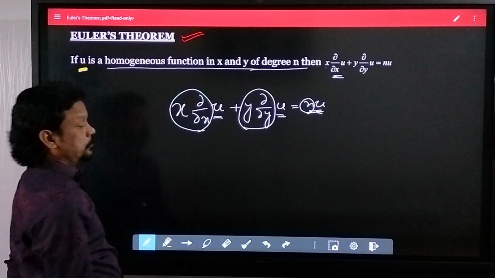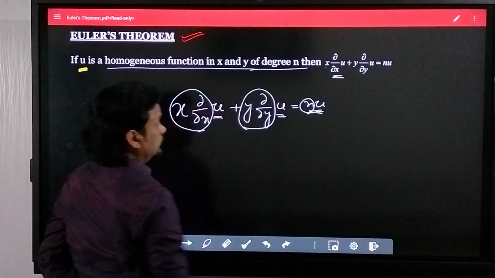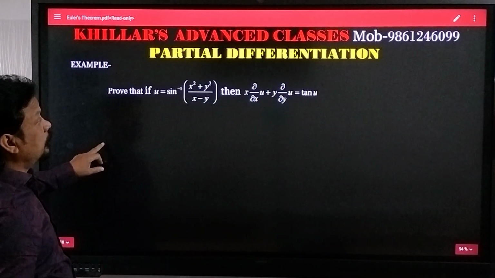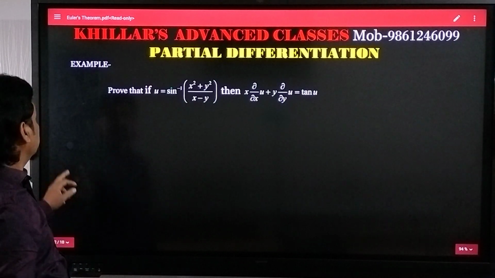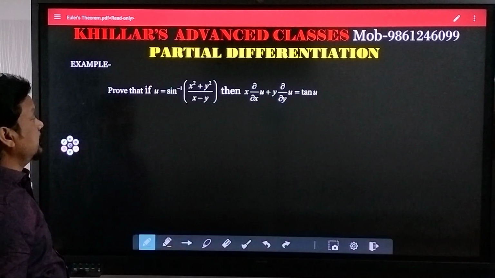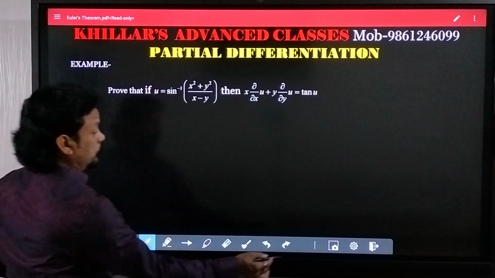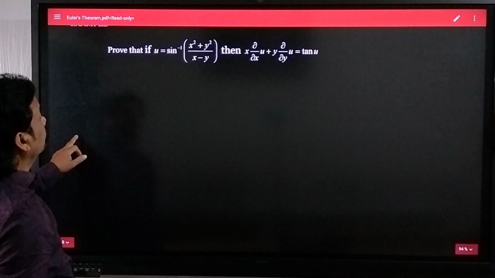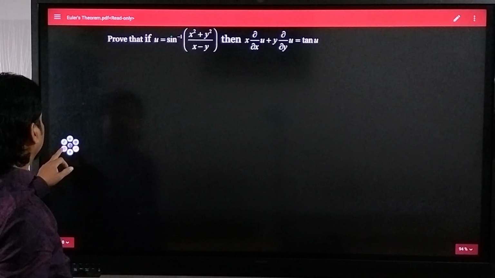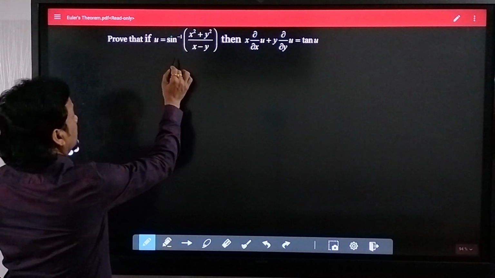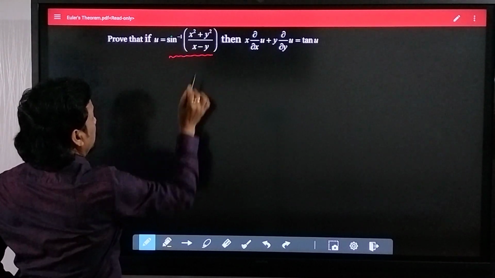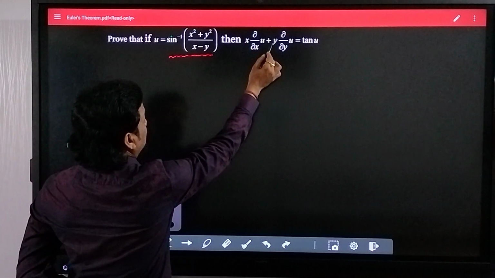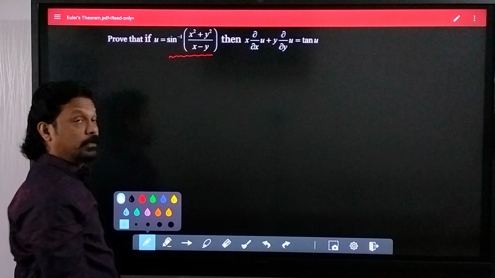Now, let us apply this theorem to some functions so that without partial differentiation, we can find out the result. See here, a very interesting theorem with a problem I am going to tell you. If u is equal to sin inverse of (x square plus y square) divided by (x minus y), then x into del u by del x plus y into del u by del y is equal to tan u.